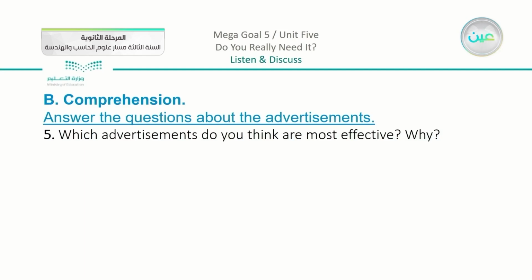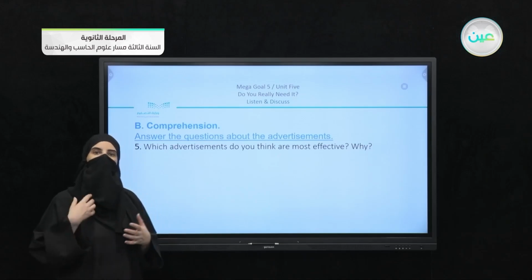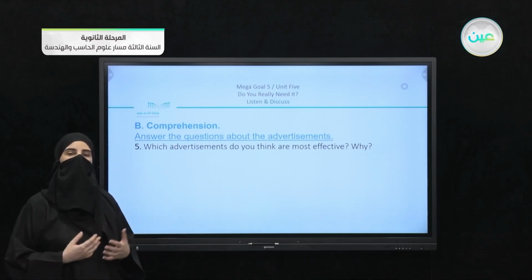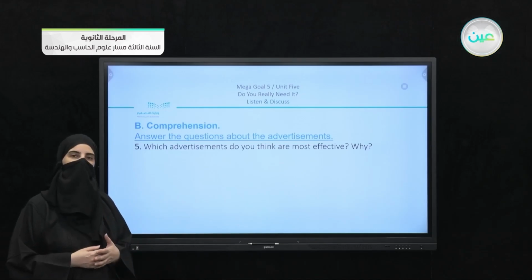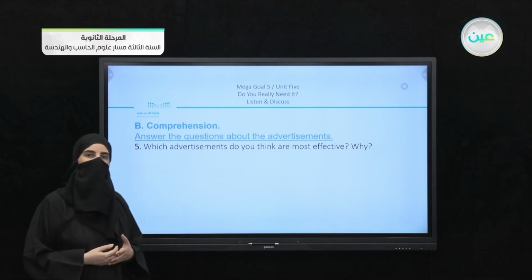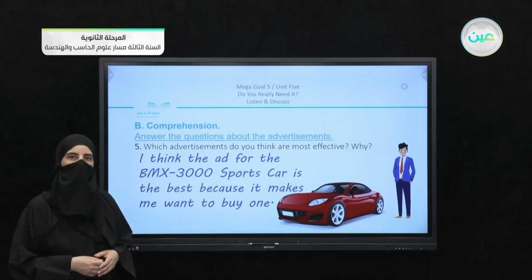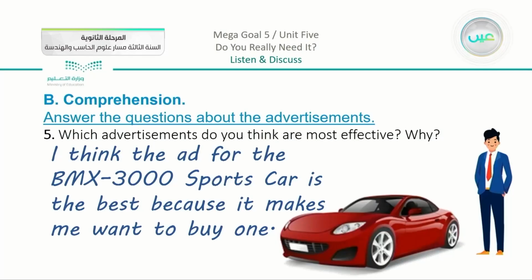So from all the 5 advertisements that we mentioned, which one has the most effective appeal, or the type that other people may be excited to buy or to see what the advertisement is about? Now, basically something that is very attractive and effective is something that is desirable, and we come to the conclusion that it is the car. So we have here, I think that the ad for the BMX 3000 sports car is the best because it makes me want to buy one. Now, this is a personal opinion. You may have something else. You may desire, for example, the sneakers. Or some people who are thinking healthy, they may desire the water.